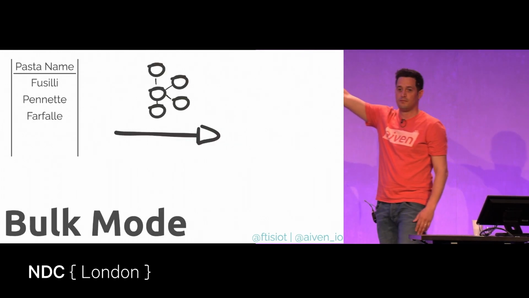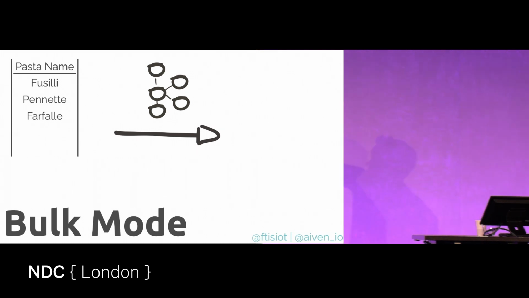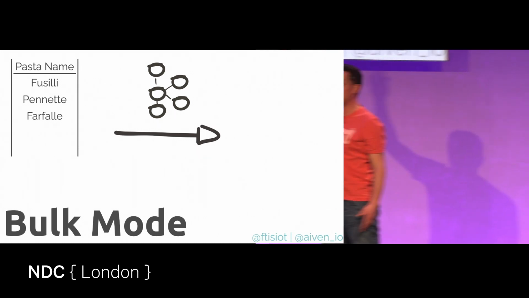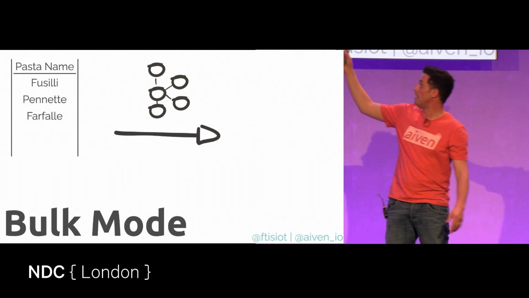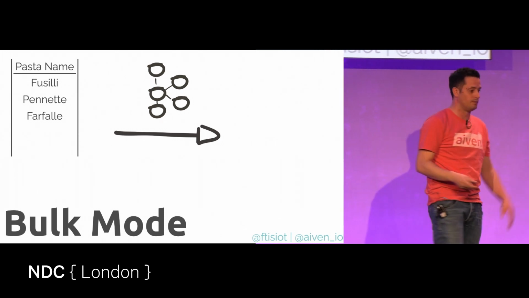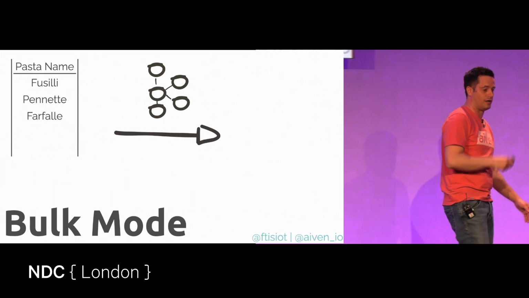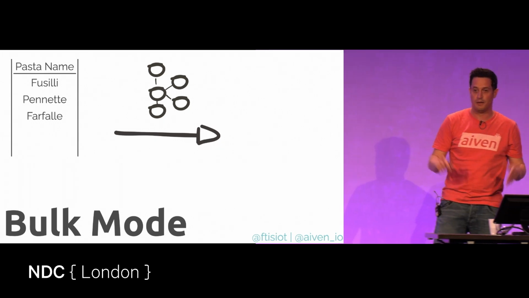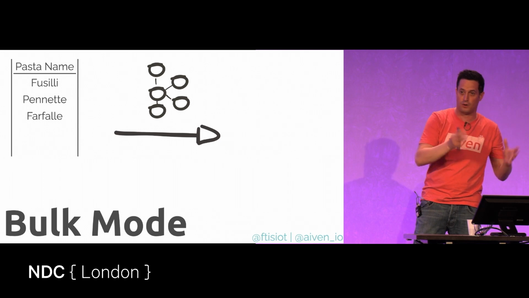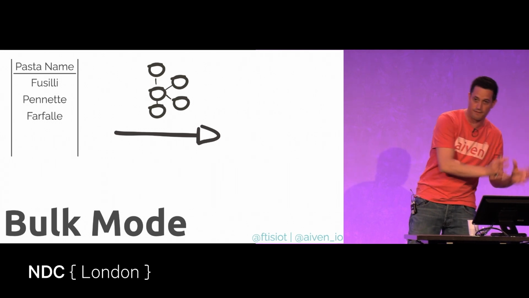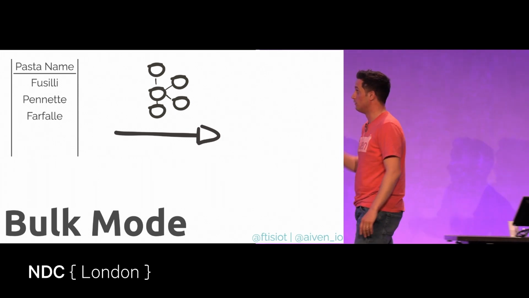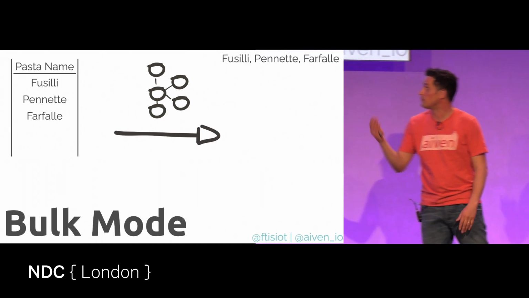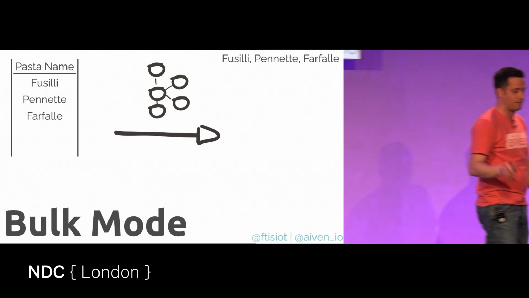So let's say that Luigi has this beautiful table called pasta with only one column containing all the pastas that he provides in the restaurant. We have fusilli, pennette, farfalle in the table. Now we start the Kafka Connect connector in bulk mode. In bulk mode, we are extracting every polling interval all the data from the database and moving it to Kafka. So the first query will extract fusilli, pennette, farfalle and move it to Kafka.